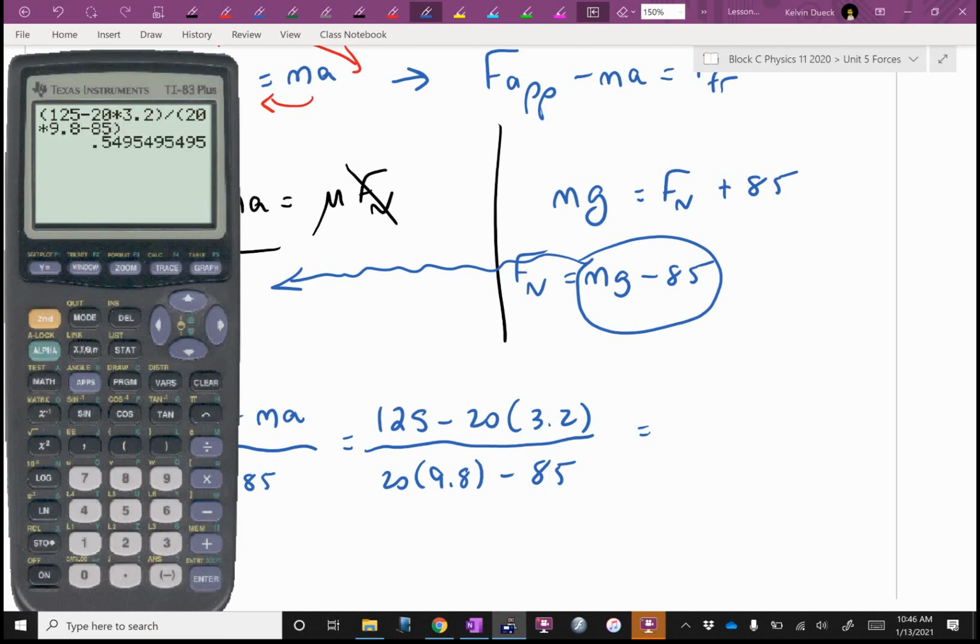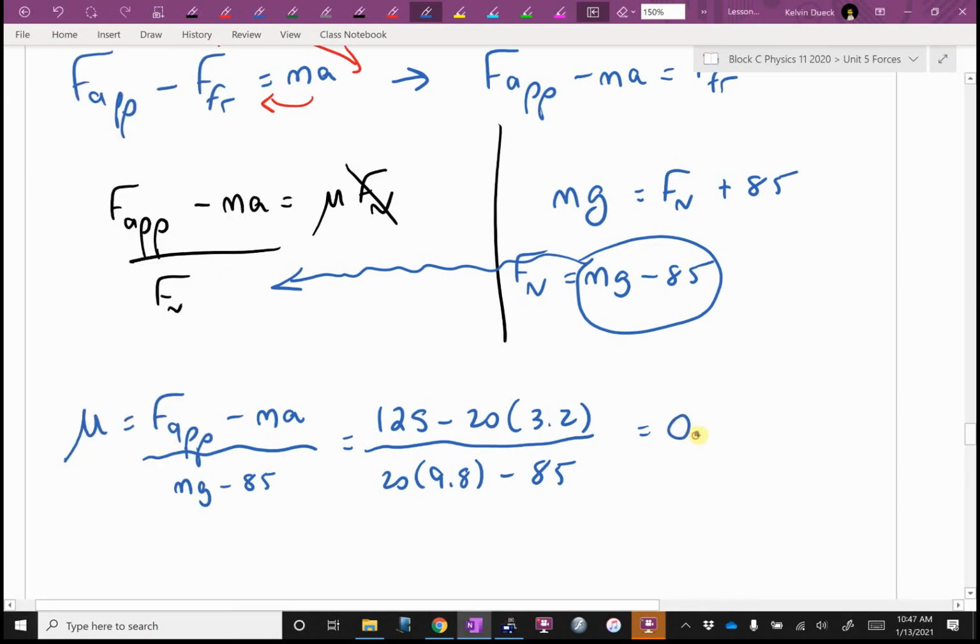Do you get 0.549? Oh, do you get 0.549? 0.549 repeating? Okay. So 0.550, I guess, if I round off properly. How slippery is that? Sticky-ish. Kind of tires on pavement-ish. Okay.